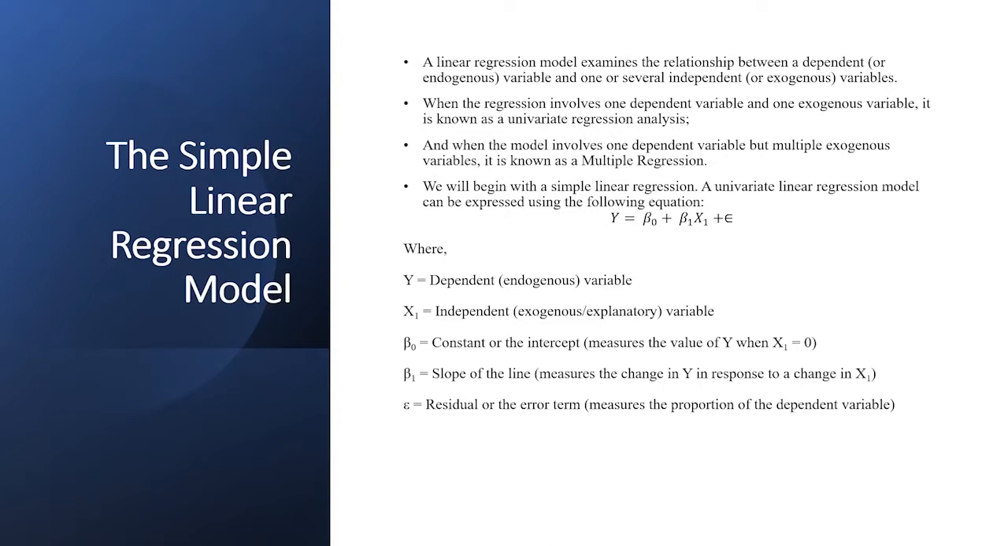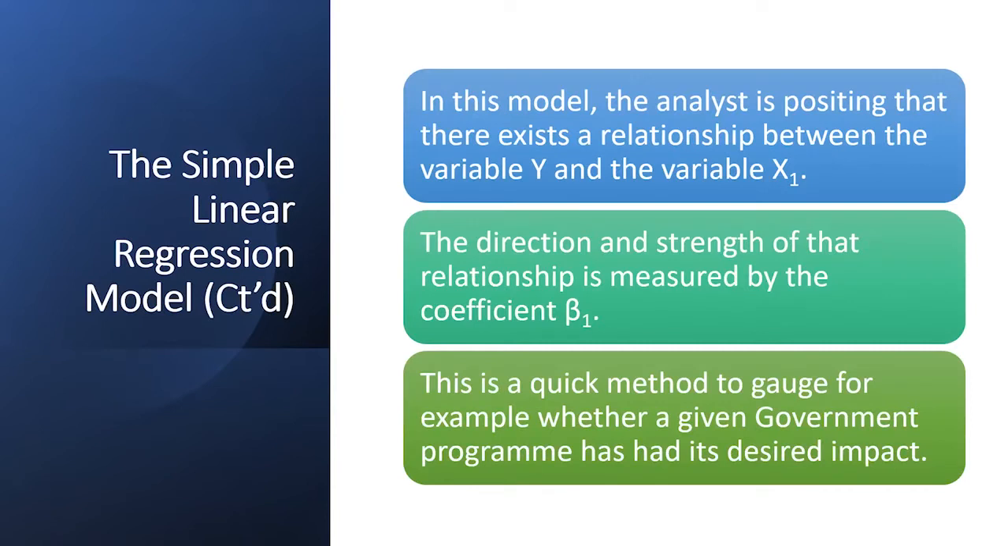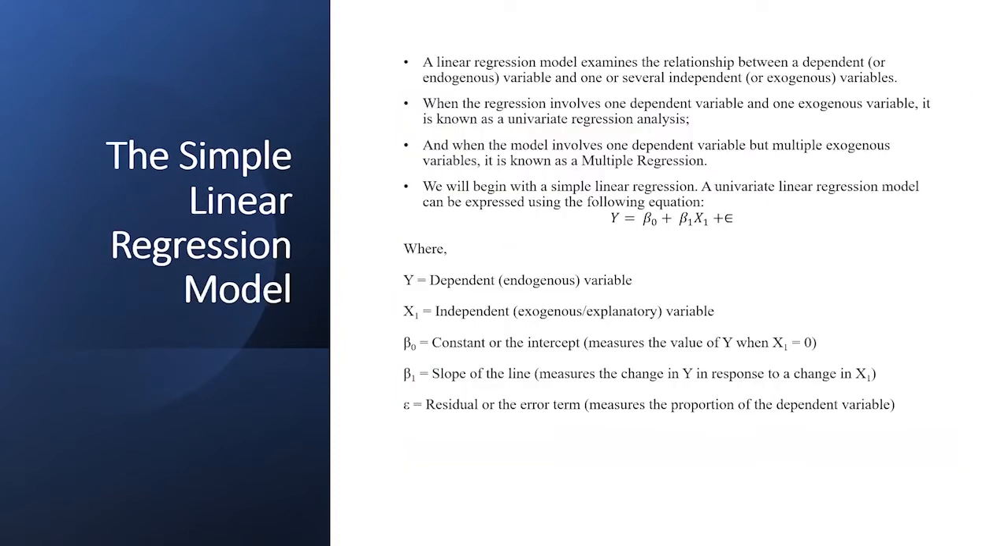Okay, so the whole model in a simple linear regression is represented by Y equal to beta naught, my intercept or constant, plus beta 1 times x1 plus epsilon, okay? Now, what does this model mean? What does this model mean, this relationship? That's what we are going to try to explain.